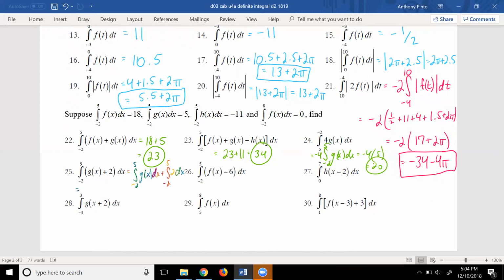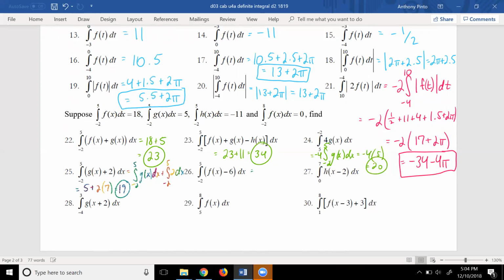All right, now the integral from -2 to 5 of g of x, we've said 1,000 times, is 5. And then we have 2 times the interval, -2 to 5, which is 7. So we have 5 plus 14 gives us 19.